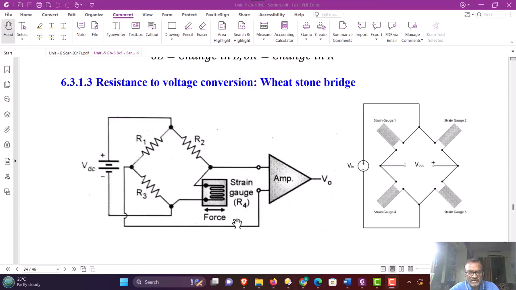Here in the first figure, only a single strain gauge is shown, and that replaces arm 4. Whereas for higher sensitivity, all four arms can be replaced by four strain gauges, and these strain gauges are connected to the load cell where strain is measured in such a way that they will provide highest sensitivity, that is, they will provide highest change in resistance. We shortly see this.